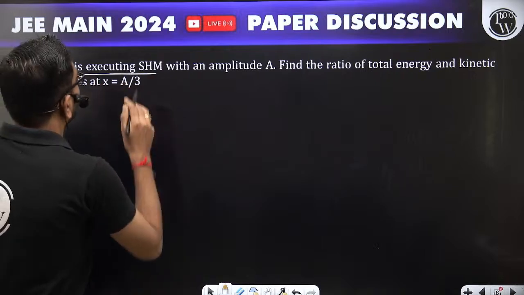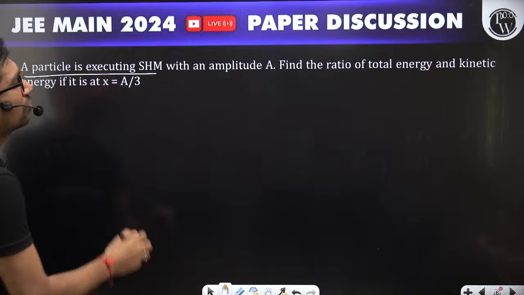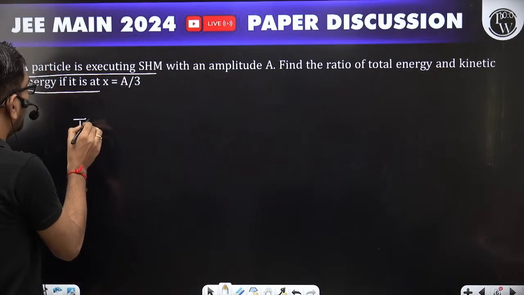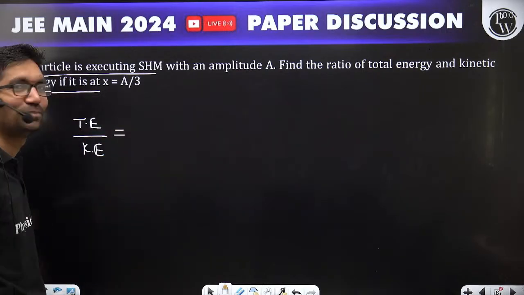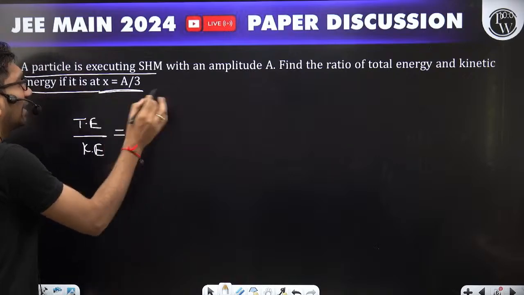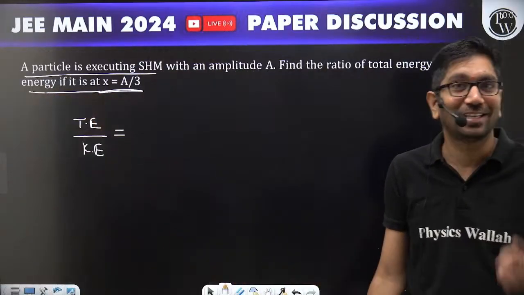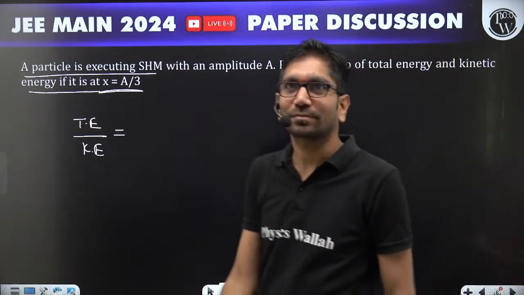A particle is executing SHM with an amplitude A. Find the ratio of total energy and kinetic energy, total energy upon kinetic energy, at a displacement, this one. Very simple question, direct formula based. The third numerical also, you got based on the formula itself.